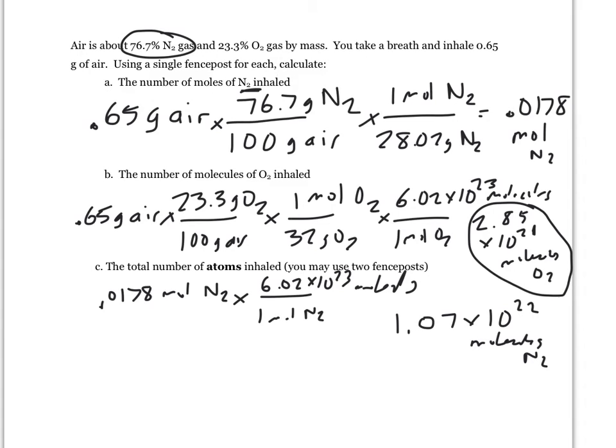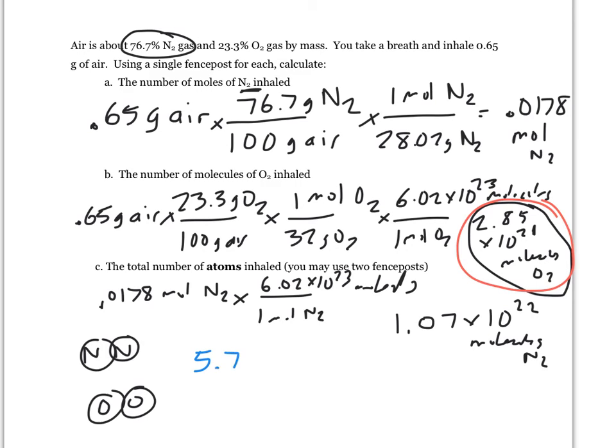And here's the thing, N2 consists of 2 nitrogen atoms stuck together. O2 consists of 2 oxygen atoms stuck together. So for every molecule you breathe in, you're really breathing in 2 atoms. So we're going to have to double each of these. So 2.85 times 10 to the 21st molecules of O2 is really twice as many atoms of O. So if I double that number, I get that as far as the oxygen atoms I'm breathing in, about 5.7 times 10 to the 21 O atoms.